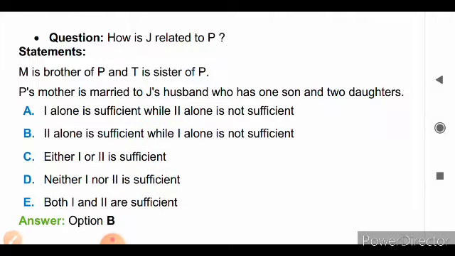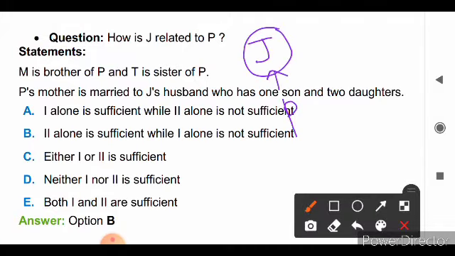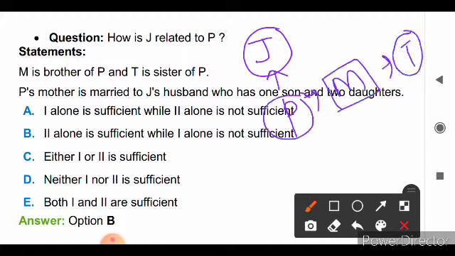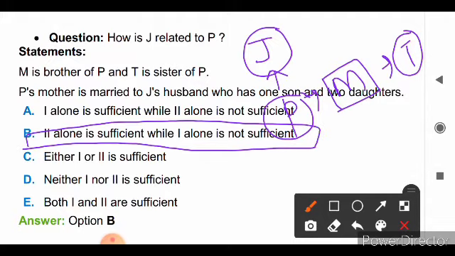Next question is, how is J related to P? Statement 1 is M is brother of P and T is sister of P. Statement 2 is P's mother is married to J's husband who has one son and two daughters. So from statement 2, P's mother is married to J's husband, which means J is the mother of P. Then with statement 1, M is brother of P and T is sister of P. So we can find the answer with statement 2 only. So the answer of this question is option B. 2 alone is sufficient while 1 alone is not sufficient.